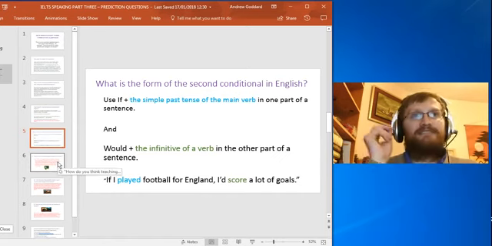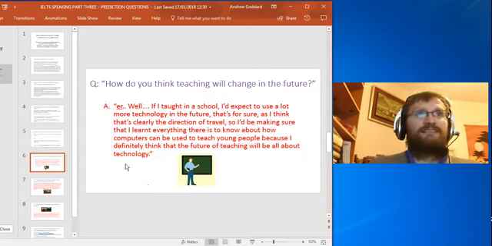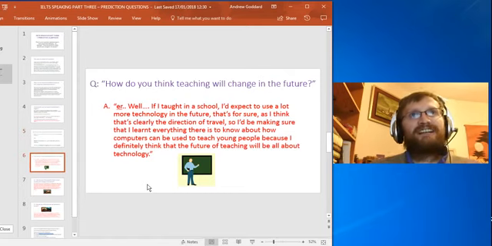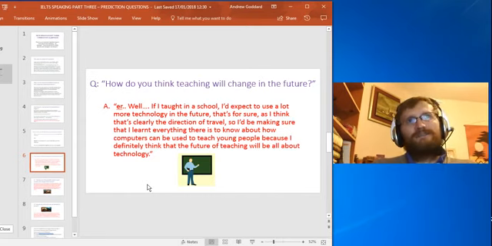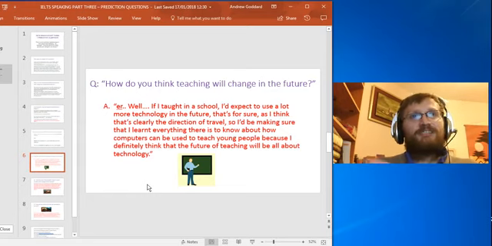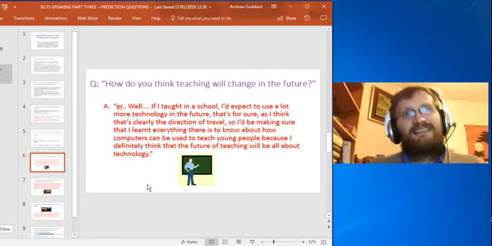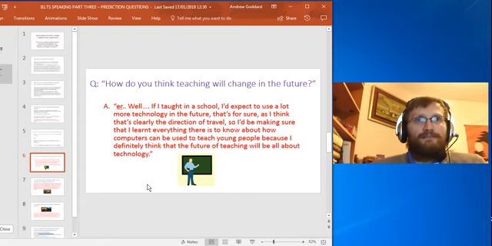So, I'm now going to give you 3 examples of how to use the second conditional to answer prediction type questions. How do you think teaching will change in the future? Well, if I taught in a school, I'd expect to use a lot more technology in the future, that's for sure, as I think that's clearly the direction of travel, so I'd be making sure that I learnt everything there is to know about how computers can be used to teach young people, because I definitely think that the future of teaching will be all about technology.